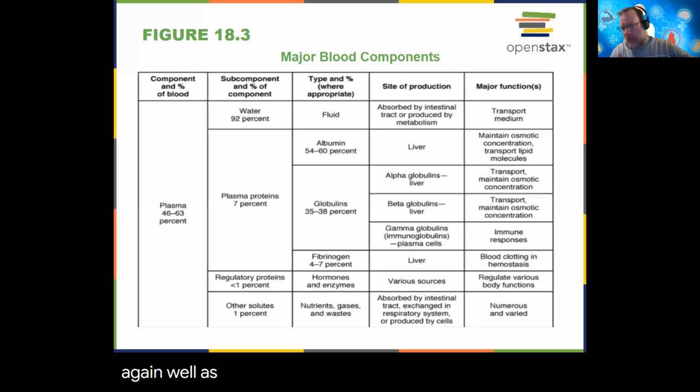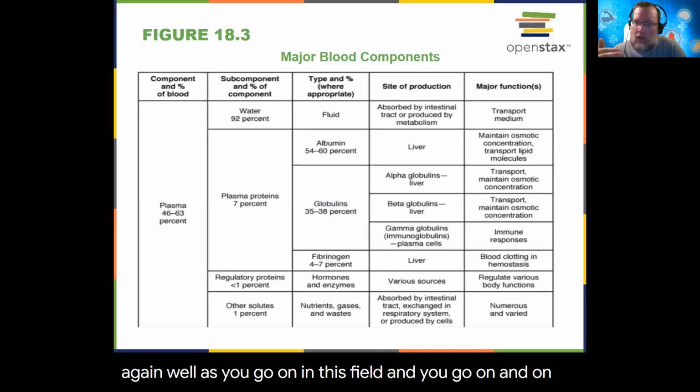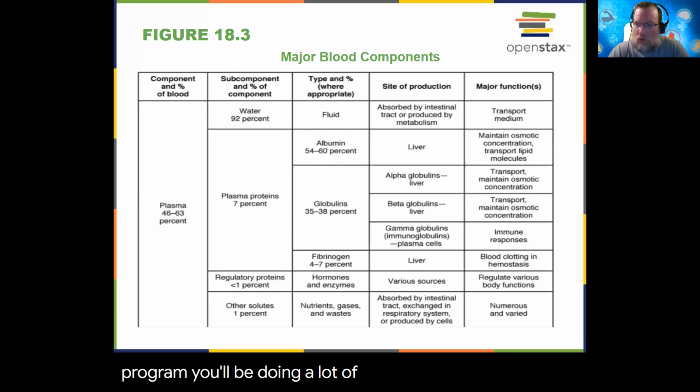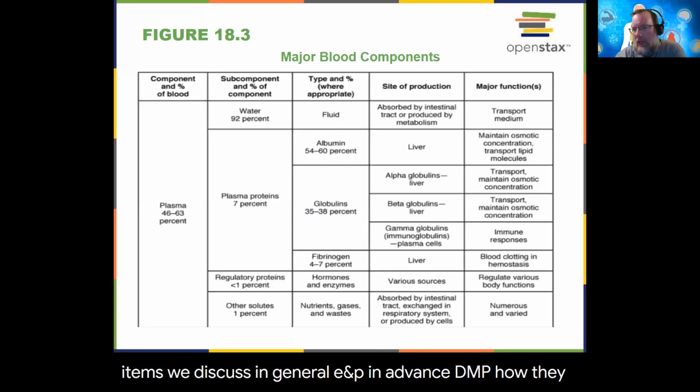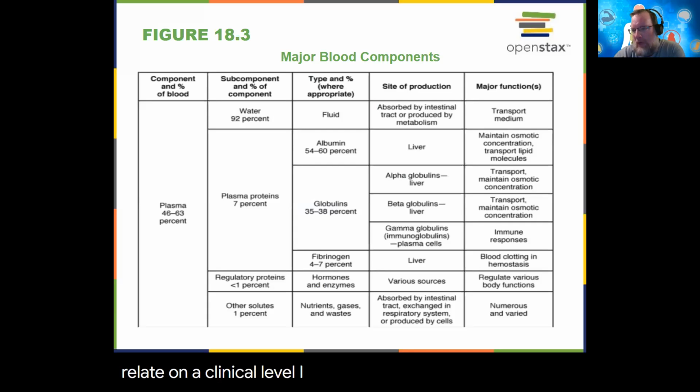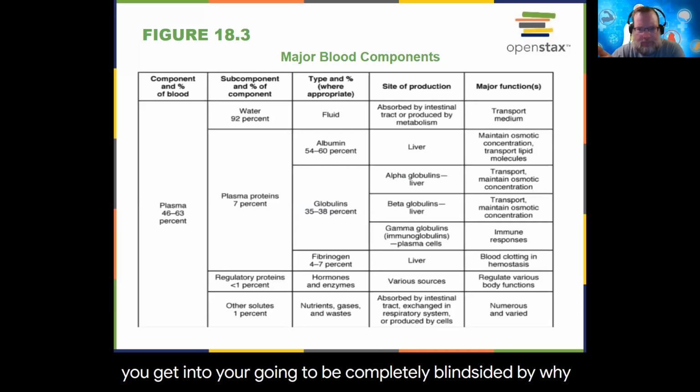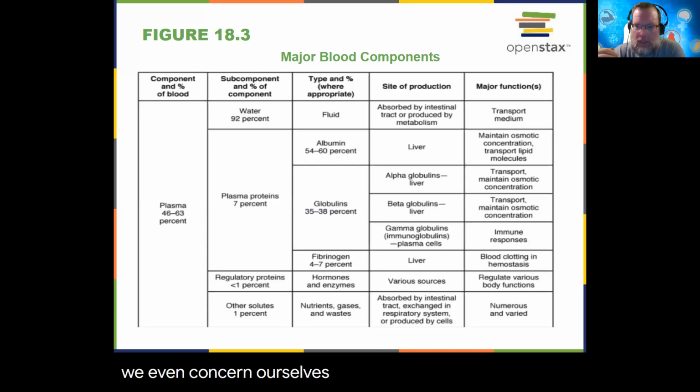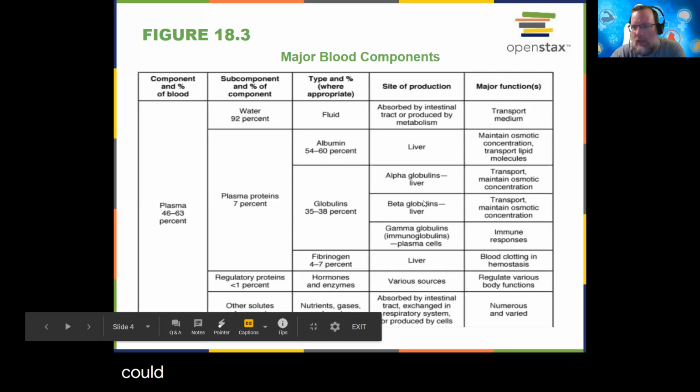And again, as you go on in this field, and you go on in our program, you'll be doing a lot more analysis of how these items we discuss in general A&P and advanced A&P relate on a clinical level. I discuss them now because once you get into your clinical type courses, you're not going to be completely blindsided by why we even concern ourselves with the anatomy of blood. Okay? I mean, blood's a big deal, right? In the clinic. Because it tells us a story, it tells us, I mean, look at all the stuff that could be in plasma.